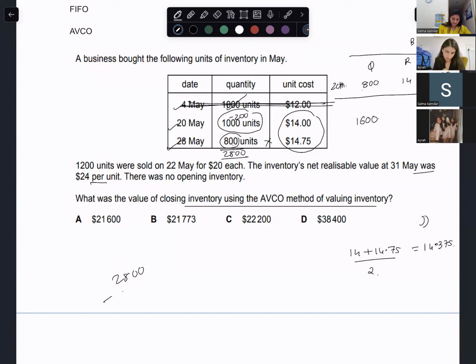So 2,800 units were there, 1,200 units are sold. So what is your balance inventory with you? 1,600 units. 1,600 units would be at what rate? At 14.375. Yeah, you can do 23,000 divided by 1,600 also.